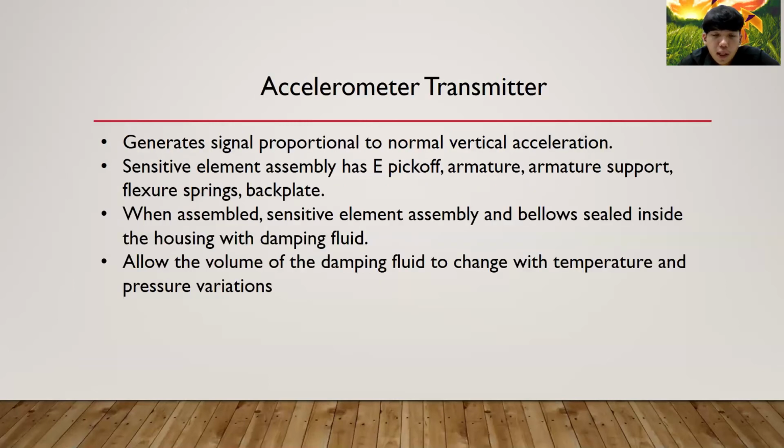Following that is the accelerometer transmitter. It will generate a signal proportional to normal vertical acceleration. The sensitive element assembly has a peacock, armature support, fascia, spring, and back plates. When it is assembled, the sensitive element assembly and bellows are sealed inside a housing with damping fluid. This allows the volume of the damping fluid to change with temperature and pressure variation.